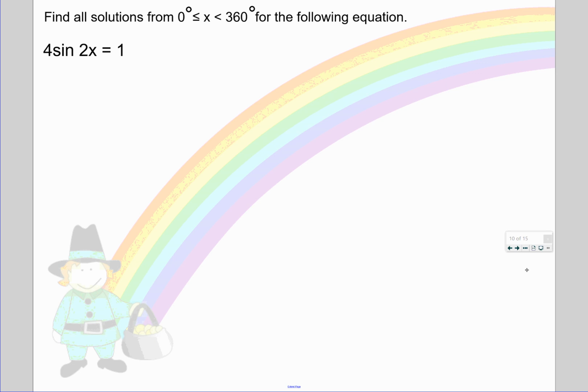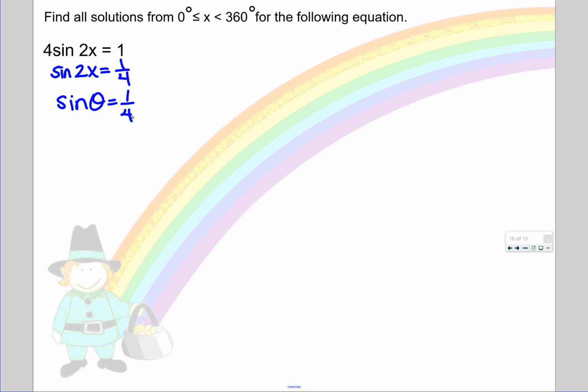Okay, so I'm going to get the sine alone first. Here I've got to divide by 4. So sine of 2x will equal 1/4. And then I'm going to go ahead and put the theta in. Sine theta equals 1/4. We'll come back to the 2x later.